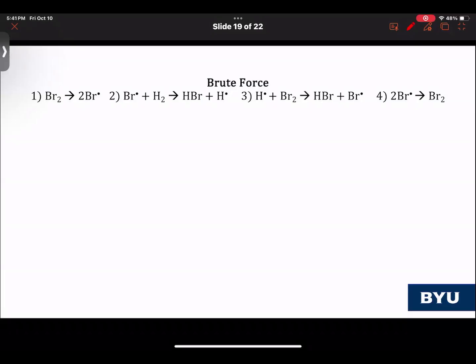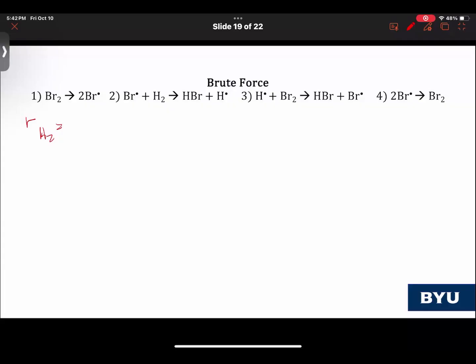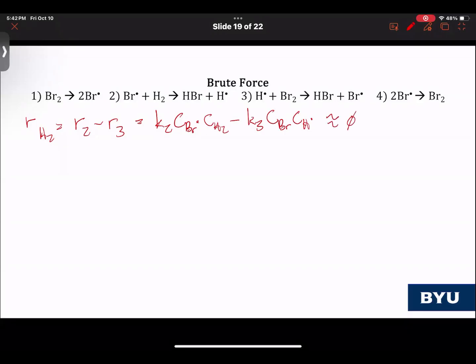So we are going to say brute force method. I'm going to start with my hydrogen radical because it's smaller. So I'm going to say, well, we know RH2 is going to be equal to R2 minus R3. That's going to be equal to my K2 C bromine radical, C hydrogen, minus my K3 concentration of my bromine gas, concentration of my hydrogen radical. I'm going to say, well, I can set this equal to 0, and now I start solving.